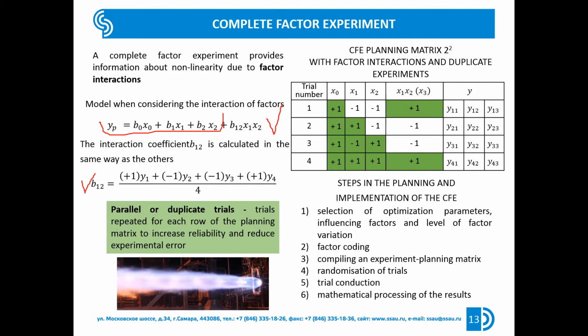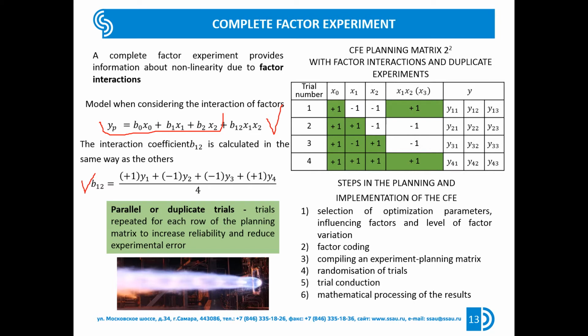Since a particular value of the response function obtained in an experiment is random and has some error, trials can be repeated for each row of the planning matrix to improve reliability and reduce the impact of the experimental error on the value of the optimization parameter. Such trials are called parallel or duplicate ones. If trials are repeated, the average value of the response function is used.